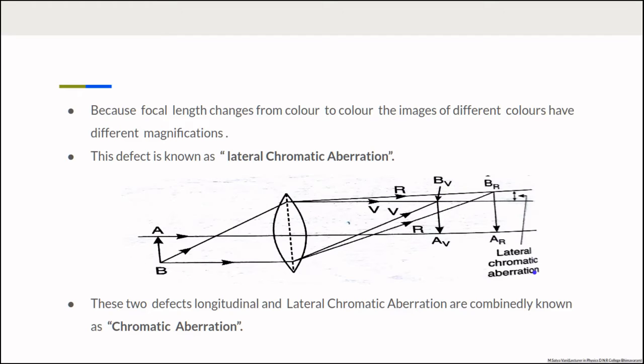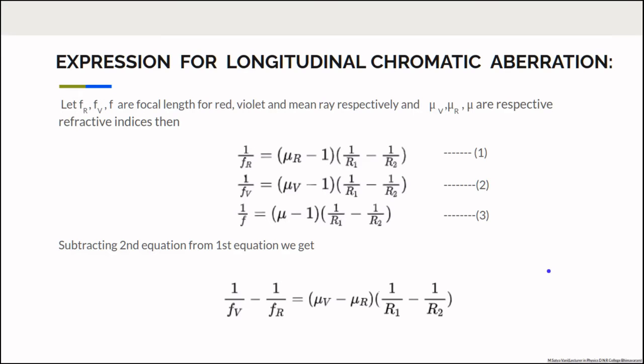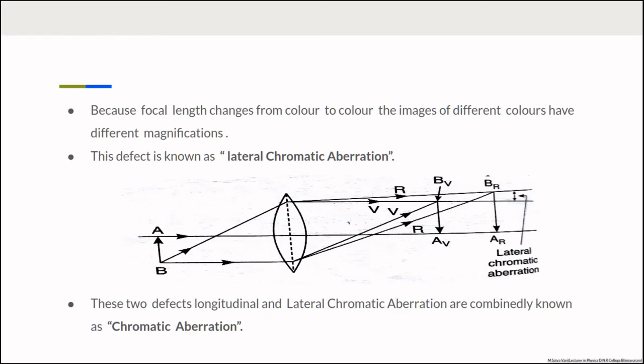In this way, these two defects, longitudinal chromatic aberration and lateral chromatic aberration, are together known as chromatic aberration. That means chromatic aberration is a defect in images when white light is used, due to variation of refractive index with respect to color. Color means different wavelength, difference in wavelengths. This is about chromatic aberration.